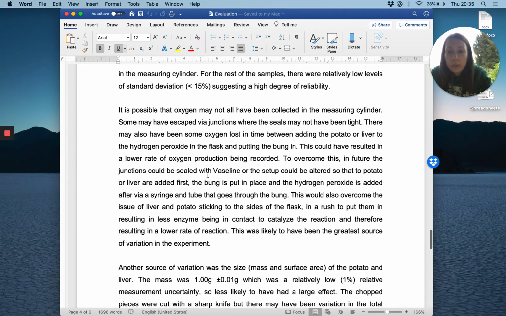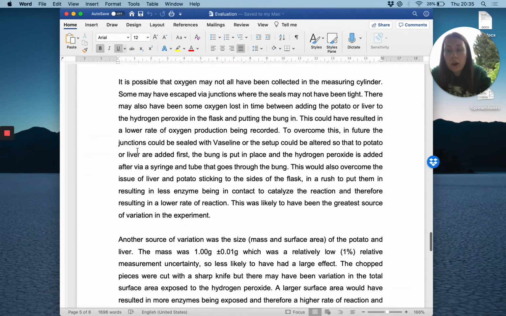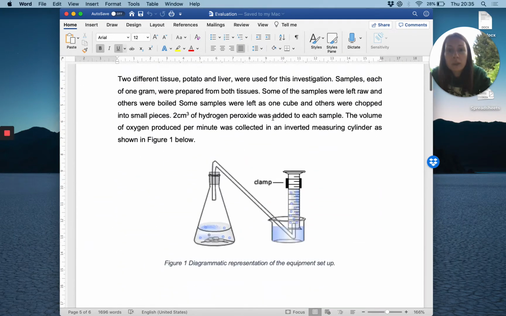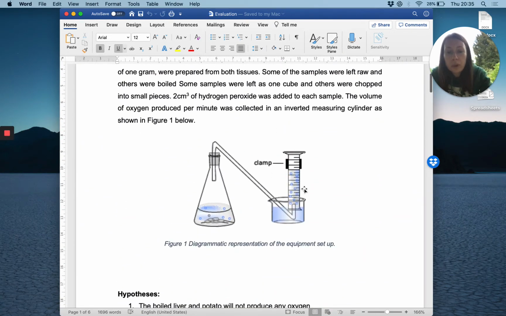Right, so for this experiment, we're going to start off with the thing that would have caused the most variation. So in this case, it is possible that oxygen may not have all been collected in the measuring cylinder. Some may have escaped via junctions where the seals may not have been tight. There may also have been some oxygen lost in the time between adding the potato or liver to the hydrogen peroxide in the flask and putting the bung on. So if we have a look at the setup, in this experiment, we put the hydrogen peroxide in first, then we added the potato or the liver, and then we put the bung on and connected it all. So some oxygen may have escaped here.